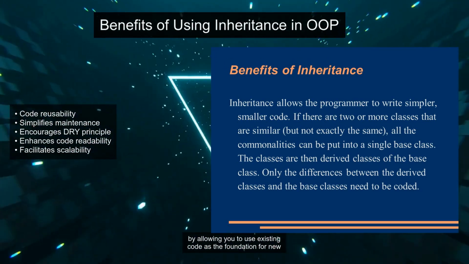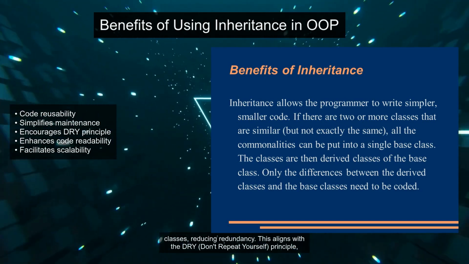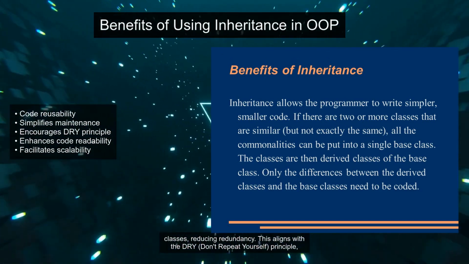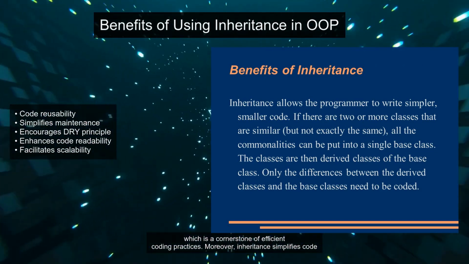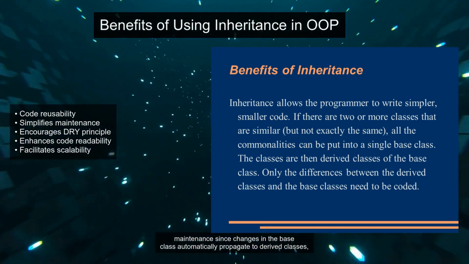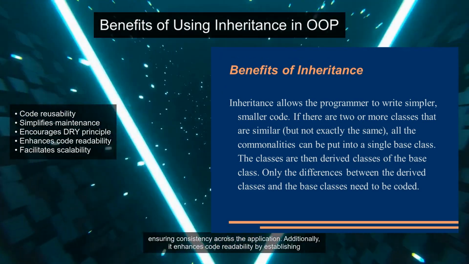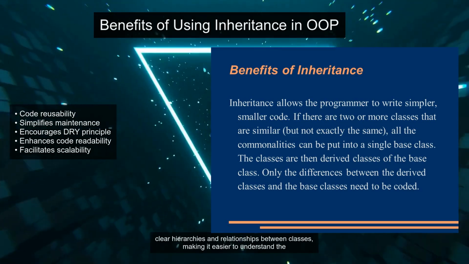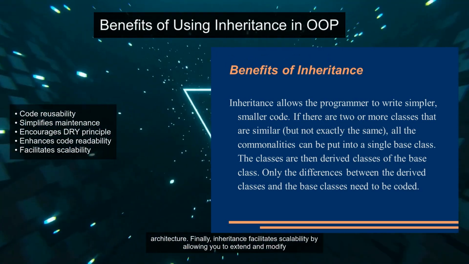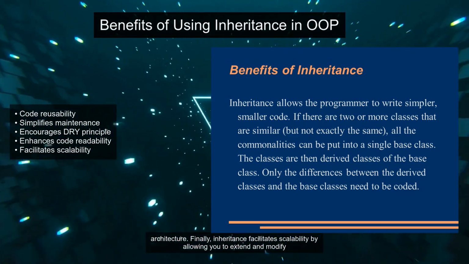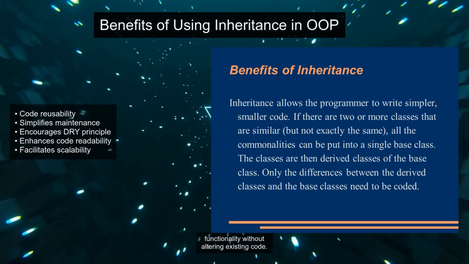Inheritance offers numerous advantages in object-oriented programming. Firstly, it promotes code reusability by allowing you to use existing code as the foundation for new classes, reducing redundancy. This aligns with the don't repeat yourself principle, which is a cornerstone of efficient coding practices. Moreover, inheritance simplifies code maintenance since changes in the base class automatically propagate to derived classes, ensuring consistency across the application. Additionally, it enhances code readability by establishing clear hierarchies and relationships between classes, making it easier to understand the architecture. Finally, inheritance facilitates scalability by allowing you to extend and modify functionality without altering existing code.